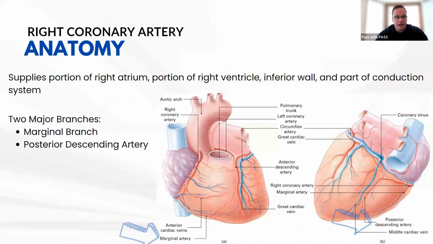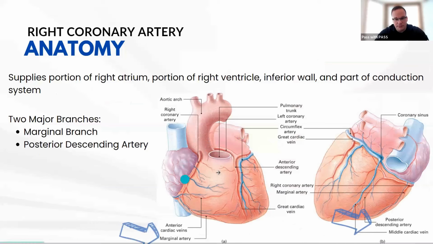Right coronary artery anatomy. This supplies a portion of the right atrium, a portion of the right ventricle, the inferior wall, and part of the conduction system. There are two major branches that we focus on pre-hospitally. That is the marginal branch and the posterior descending artery.